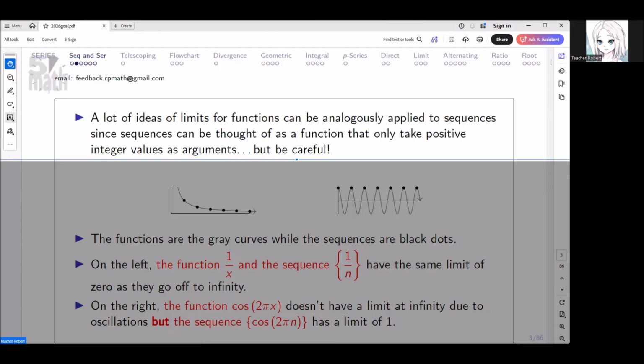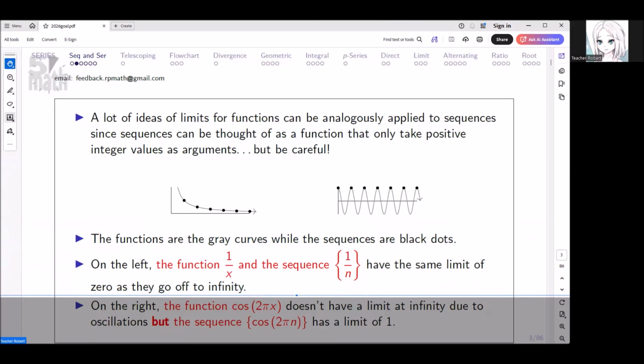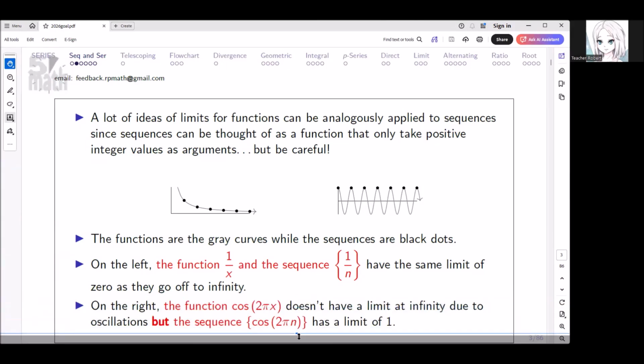But be careful. The functions are the gray curves, while the sequences are black dots. On the left, the function 1 over x and the sequence 1 over n have the same limit of 0 as they go off to infinity. On the right, the function cosine 2 pi x does not have a limit at infinity due to oscillations, but the sequence cosine 2 pi n has a limit of 1.